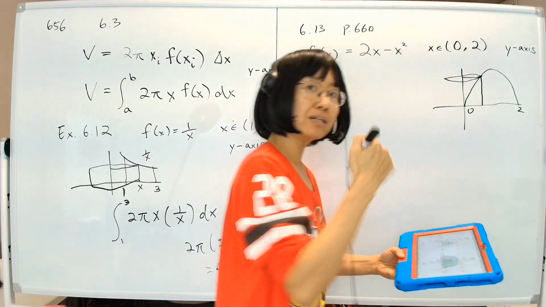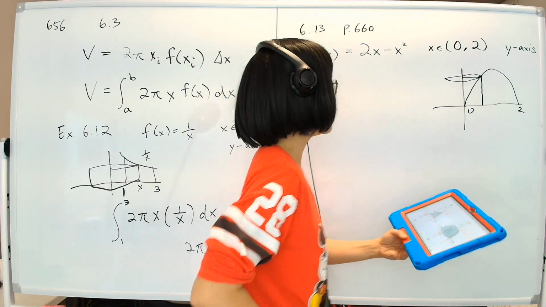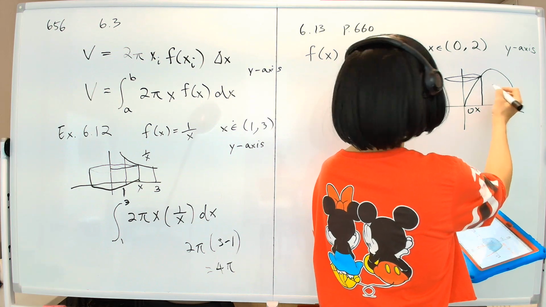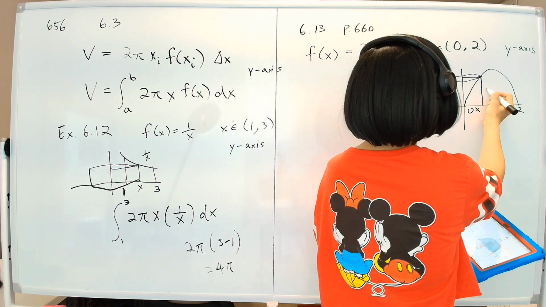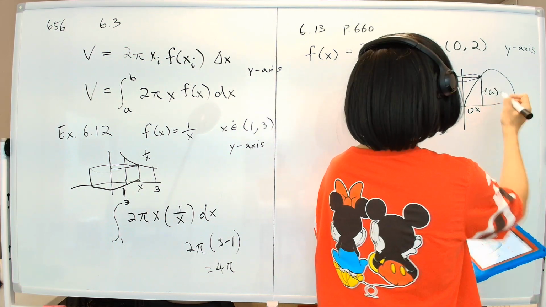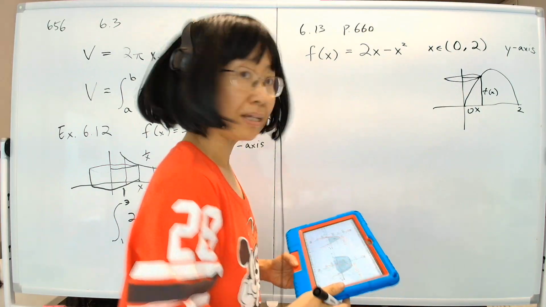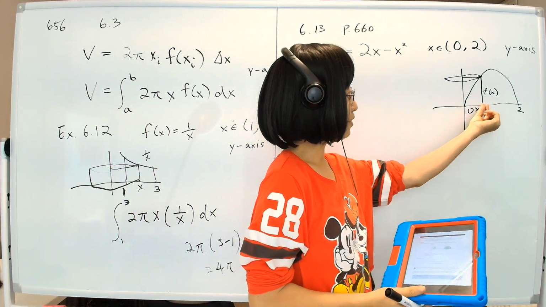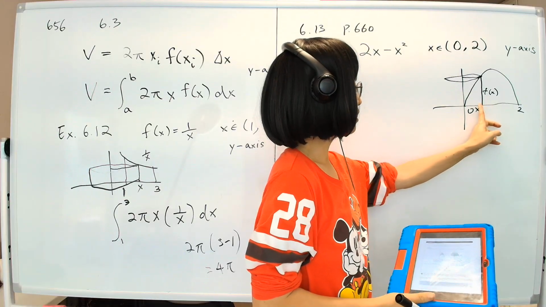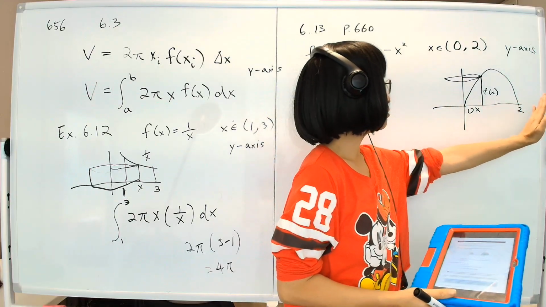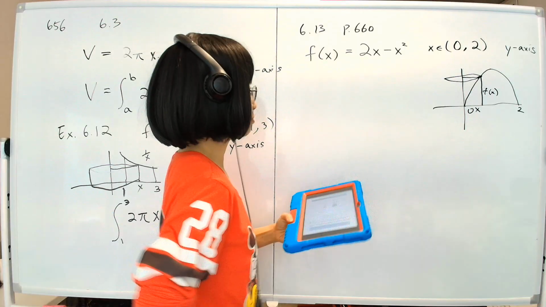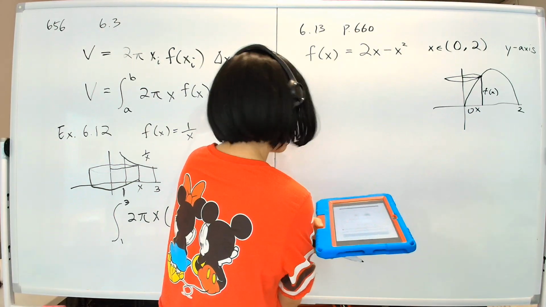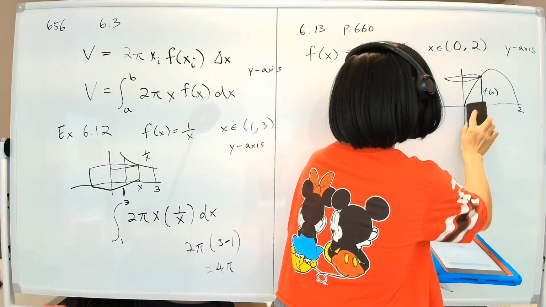And then figure out where's the radius and what is the height. In this case, the radius is x, and the height is f of x, whatever that is. I'll just write down f of x, and that's about it. And then the dx is the thickness, this way, very little. The delta x is right here, and it goes from 0 all the way to 2. Let me get rid of this 0 so that it's not confusing.